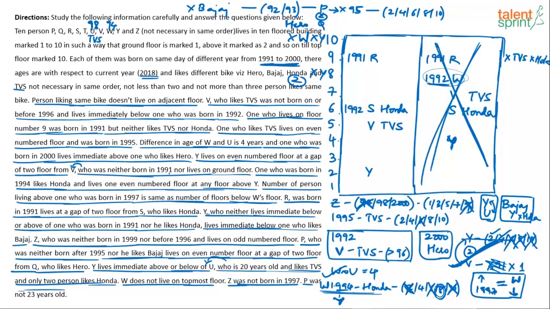But still case number 1 has got both the possibilities for W. W can be 4th floor or can be 8th floor. See, W cannot come on 8th floor according to case 2, but W can come on 8th floor according to case 1. Okay. What else is there? The one who was born in 1995 likes TVS, and he's either on second floor, 8th floor, 4th floor, or 10th floor.